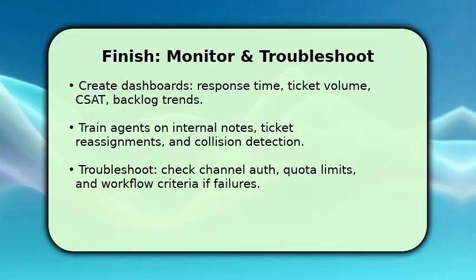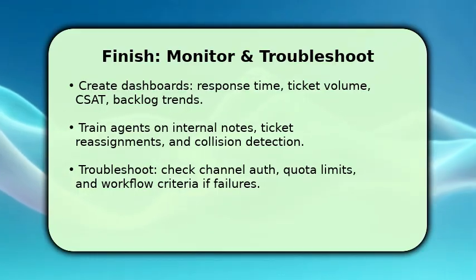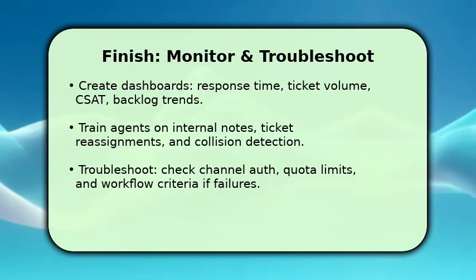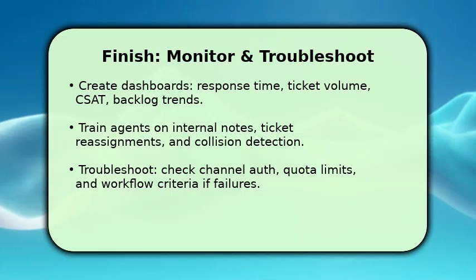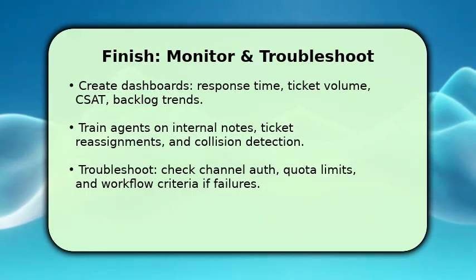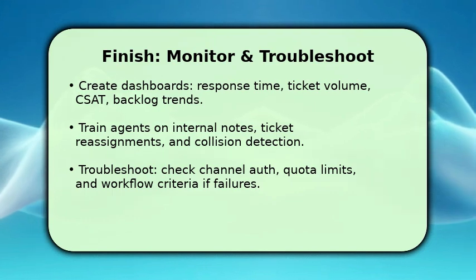Make sure agents know to use internal notes and collision detection to avoid duplicate work, and schedule quick training on ticket reassignment. If anything breaks, check channel authentication, inbox quotas, and workflow enrollment criteria first. These are the usual culprits. If automation misroutes tickets, temporarily pause the workflow, fix conditions, and re-enroll affected tickets to restore smooth service.